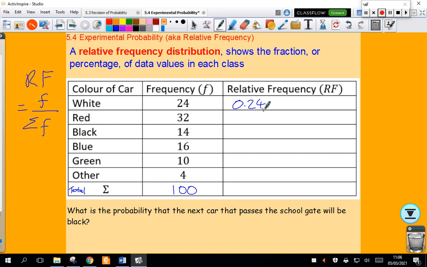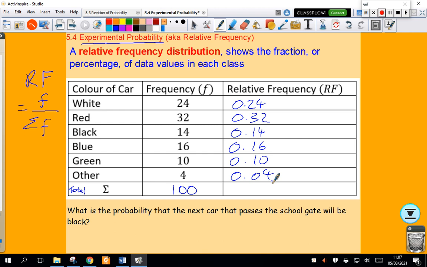The easiest way here is just to write it as a decimal. But as you know, probabilities can be written as fractions or percentages or decimals. Relative frequency is just another form of probability. In fact, it's experimental probability. We'd have 0.32, 0.14, 0.16, 0.10, and 0.04.